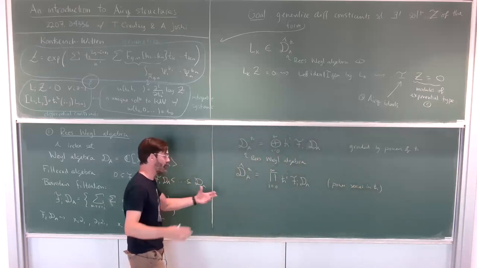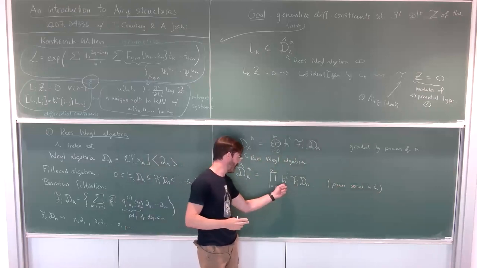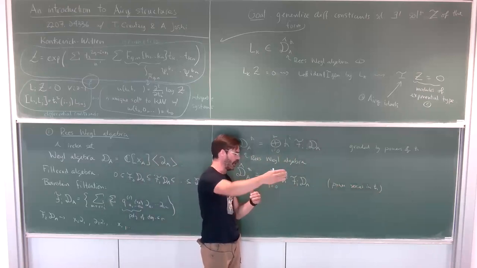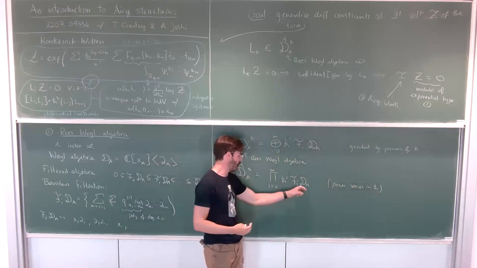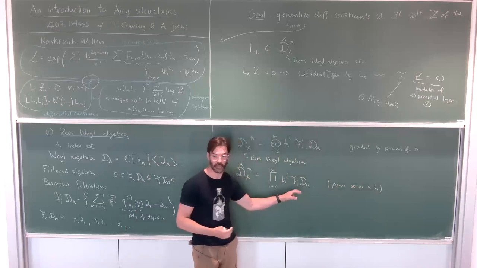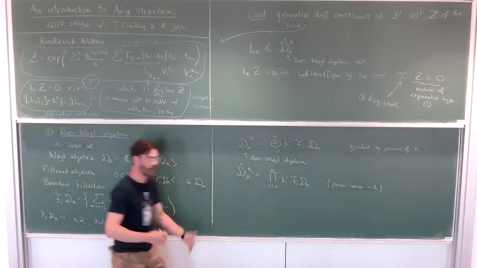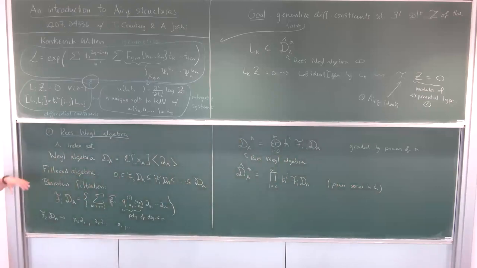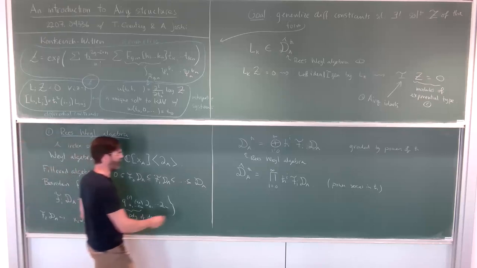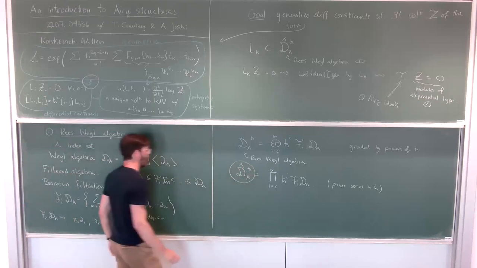Okay, but it's not just arbitrary power series in H bar, in the sense that for each degree in the power series, the coefficient must be in that subspace. So it's going to be a differential operator, some element of the Weyl algebra, but in that subspace, with degree less than or equal to I. Very clear. So that is the Rees Weyl algebra, and this is where our operators will live.